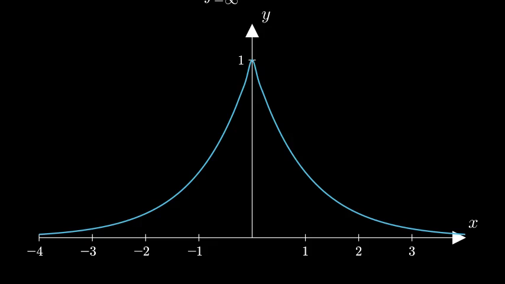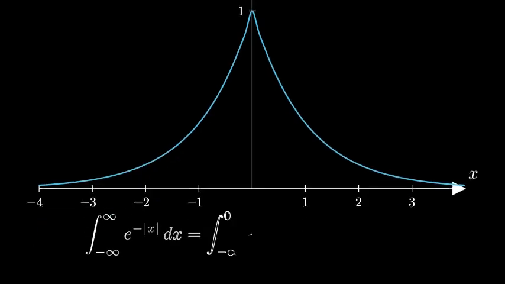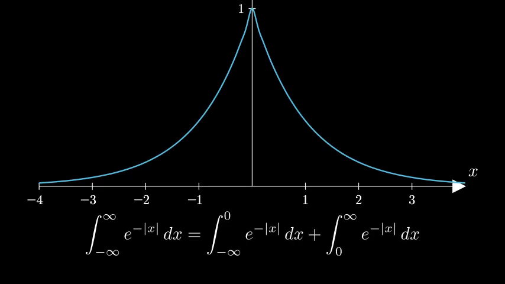To evaluate this integral, we need to split it at x equals 0 because the absolute value function has different definitions for positive and negative x. So our integral becomes the sum of two integrals, from negative infinity to 0 and from 0 to positive infinity.